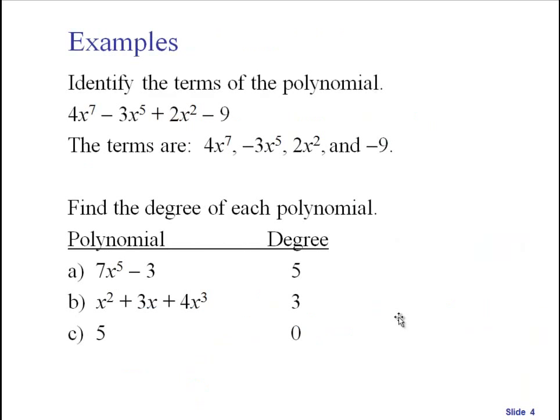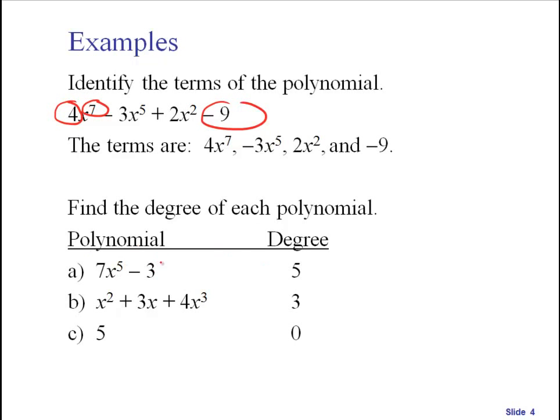So here's another example. You can see that this example up here has all of these terms. Can we identify the leading coefficient? Hopefully you're all saying, of course we can. The leading coefficient is the number that goes with the highest power of x. So in this case, the leading coefficient is 4. The degree of the polynomial is 7. Negative 9 is our constant.